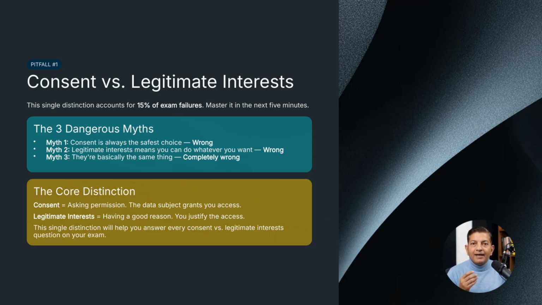Let me show you exactly how this plays out on the exam. Here's a real question type you'll see. A company wants to send marketing emails to customers who purchased products last year. Which legal basis should they use? Most students immediately pick A, consent, and that's exactly the trap. The question doesn't say they're getting consent. It asks which basis they should use. And here's the key. This is actually a legitimate interest question. Answer C. Let me show you why and how to never fall for this trap again.